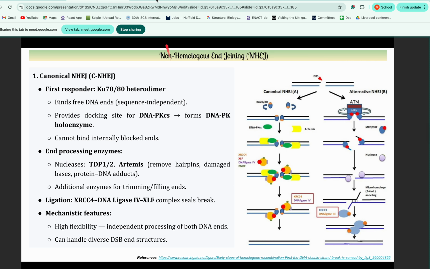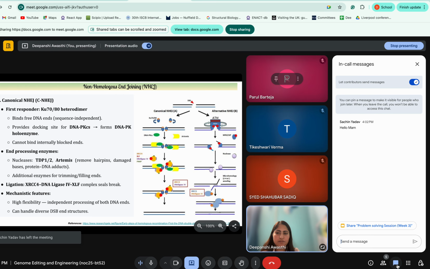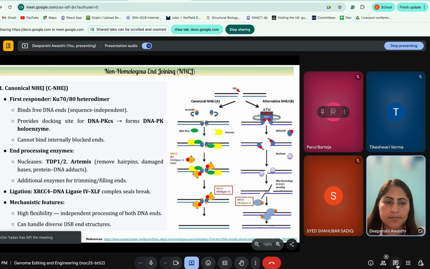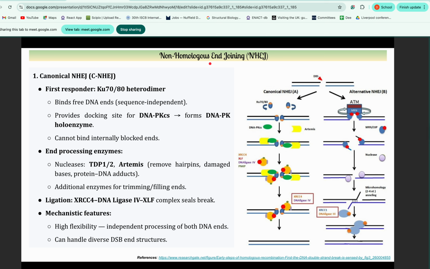Now we will move to non-homologous end joining. So do you have any doubts till now? Okay, so if no, then I'll start with non-homologous end joining.